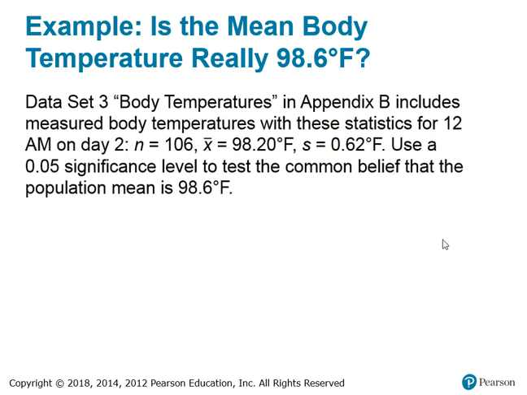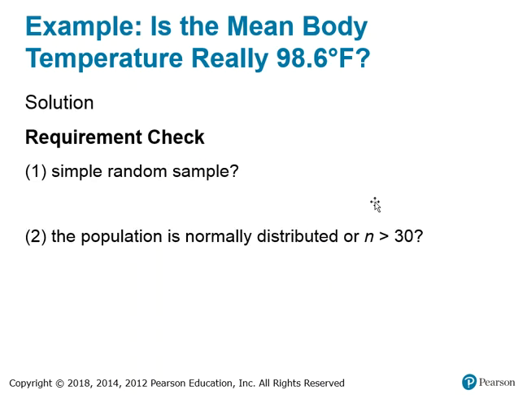Let's look at one more scenario. We have the mean body temperature is 98.6. So we had some data collected. They came up with 106 subjects. Their mean was 98.2 degrees Fahrenheit. The standard deviation was 0.62 degrees Fahrenheit. We're using an alpha level of 0.05, and they want to test the common belief that the population mean is 98.6 degrees Fahrenheit. And you probably heard that for years. I know I have. So first we'll look at our requirements.